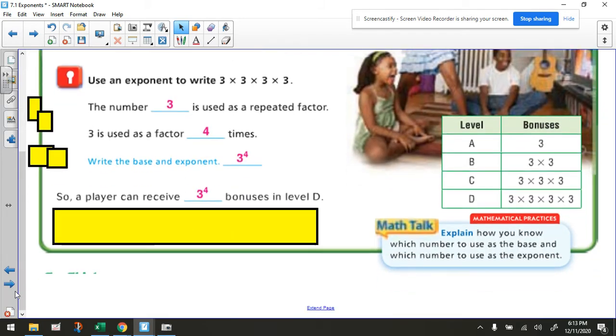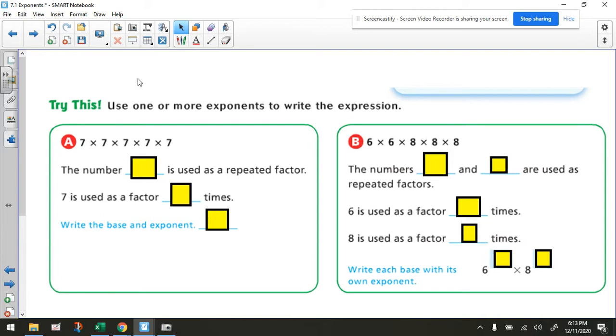All right, let's look at another question. Try this: use one or more exponents to write the expression. So we have 7 as a factor 1, 2, 3, 4, 5 times. The number 7 is used as a repeated factor, and it's 5 times that we see it. So we would write that as 7 to the 5th power.